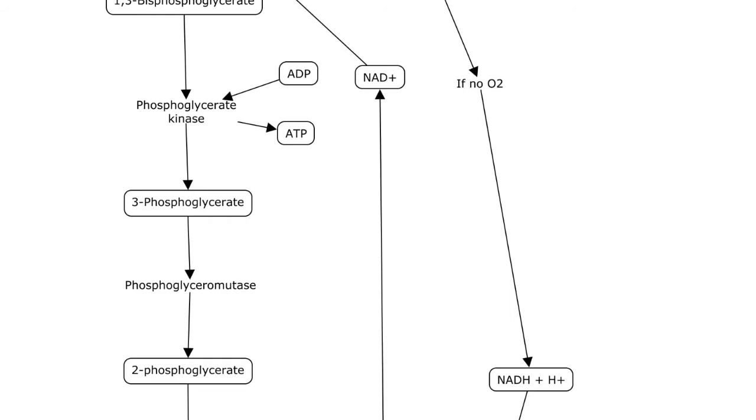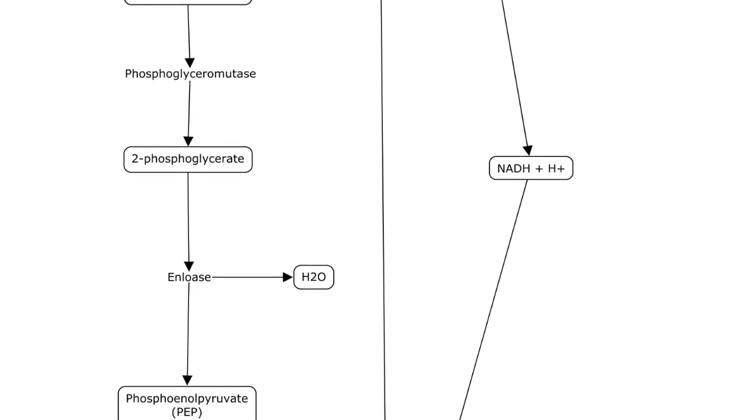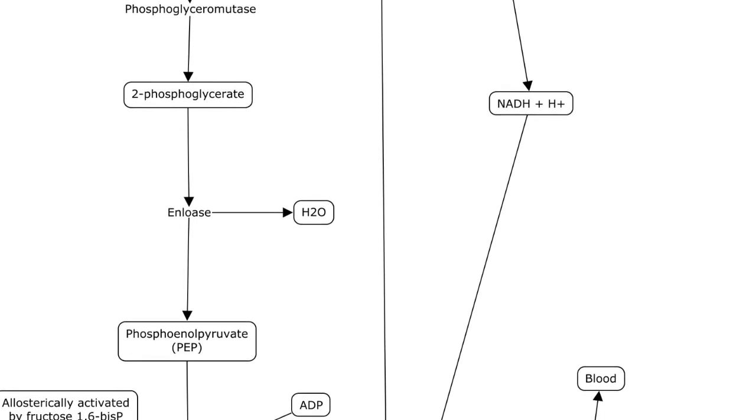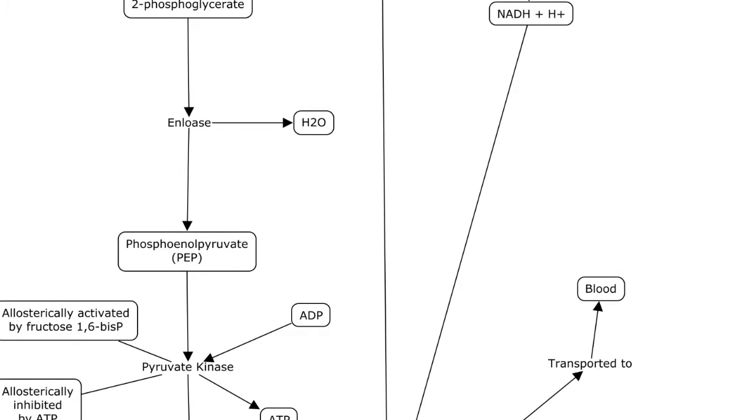Next enzyme is phosphoglyceromutase, and as you can see, the next product is 2-phosphoglycerate, so that enzyme is pretty much moving our phosphate group from carbon 3 to carbon 2. Next up, we have the enzyme enolase, and from this reaction, water is going to be removed from our substrate. That's going to give us PEP, or phosphoenol pyruvate.